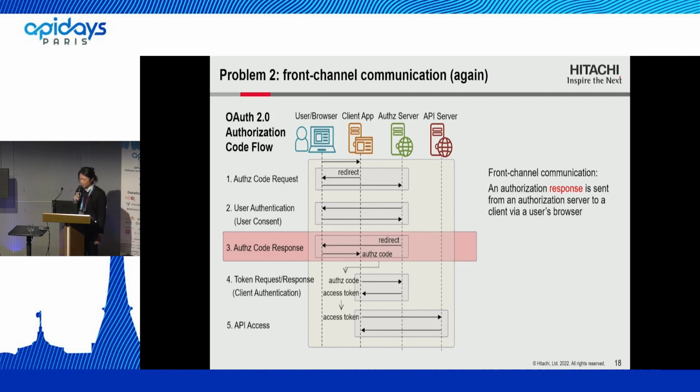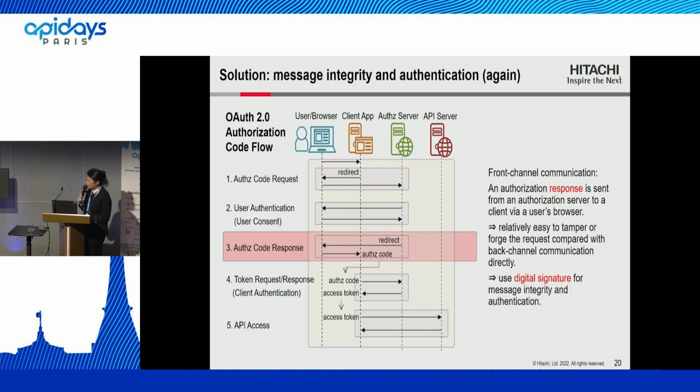The second problem may also arise in front channel communication, but in the authorization response phase. According to the OAuth 2 authorization code flow, the authorization server sends back to the client application the authorization response via the end user's browser by HTTP redirect. Therefore, it seems relatively easy to modify this response compared with direct communication between the OAuth server and the client application. So the FAPI specification describes also using a digital signature.